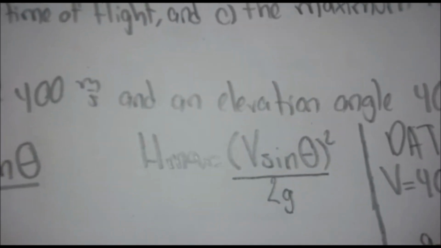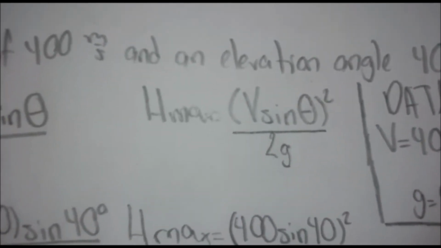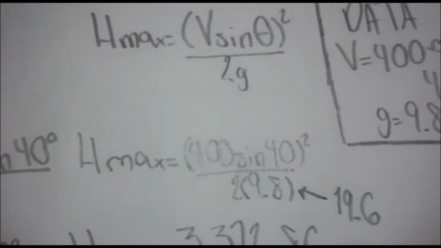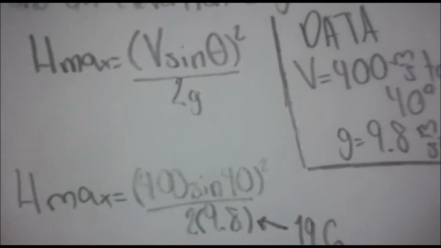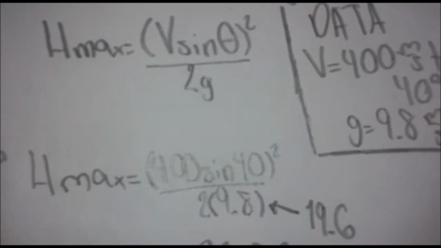And for the maximum height, I have maximum height is equal to the velocity squared times the sine squared of the angle over 2 times the gravity. So with a substitution, we have that the maximum height is equal to 400 squared times the sine squared of 40 over 2 times 9.8.